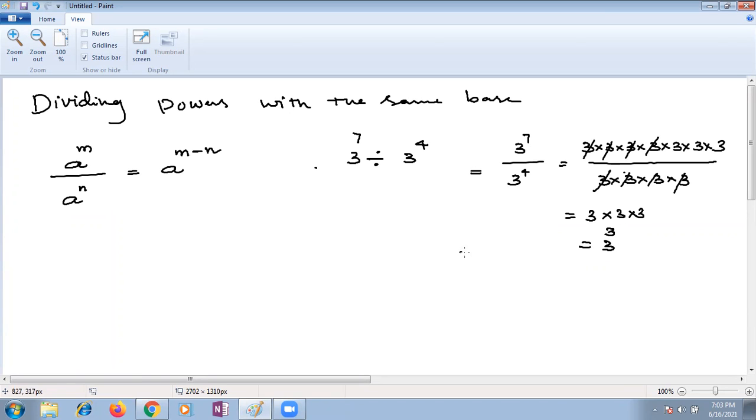What is happening here? If your base is the same, when you are dividing with the same bases, you are subtracting your exponents. You see, you are subtracting 7 minus 4 only, you are getting 3. Understand, children? Dividing powers with the same base, you need to subtract your exponents. Shall we go with some examples so that you will understand more easily?